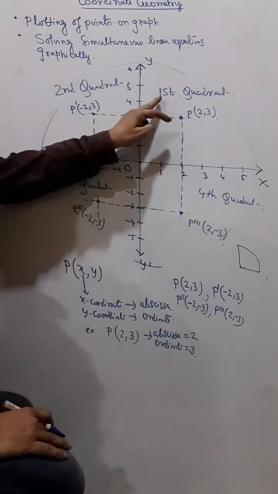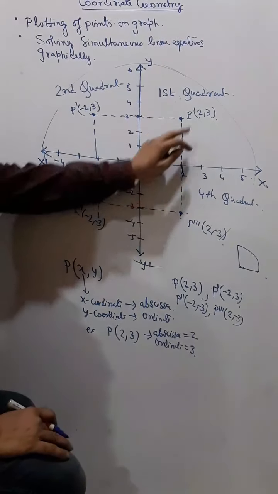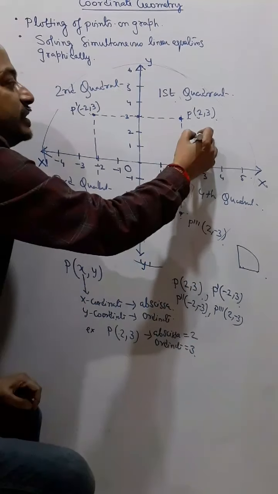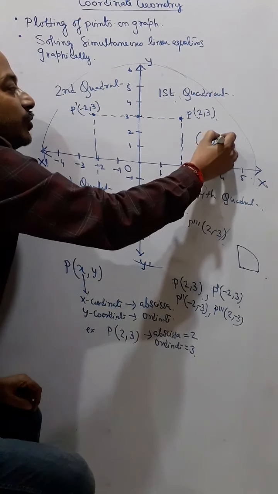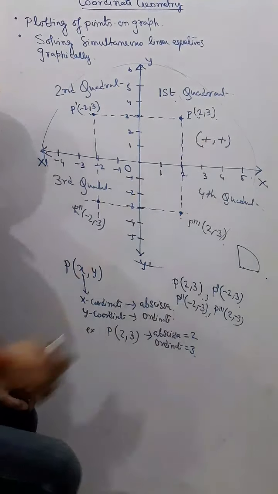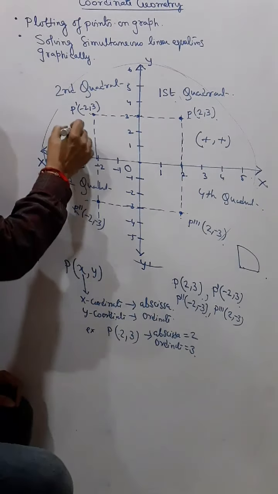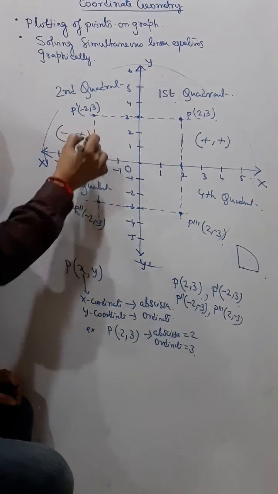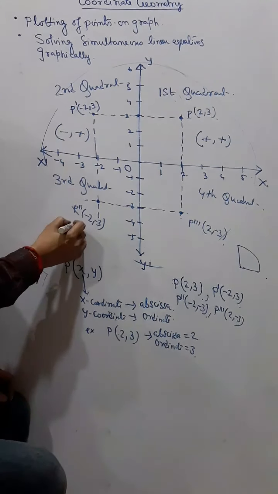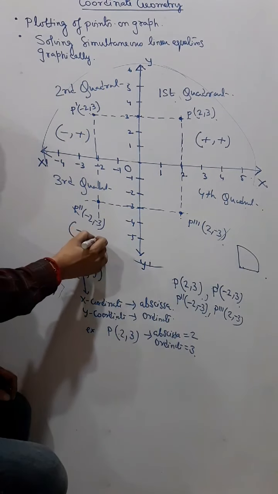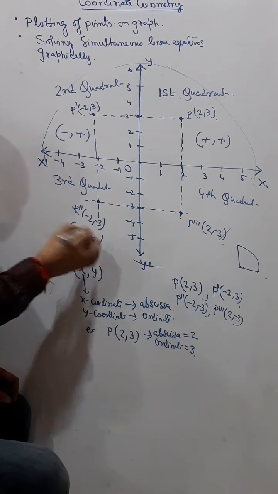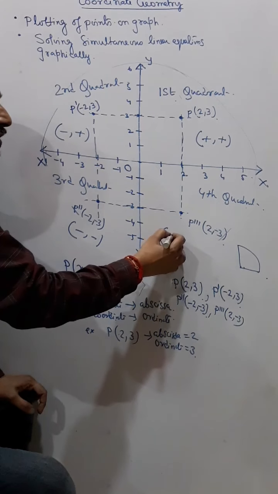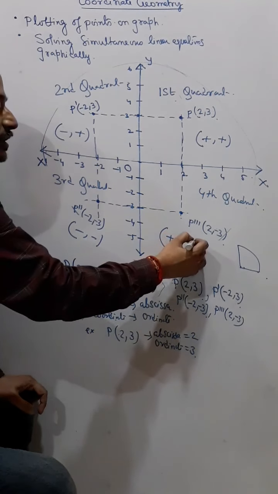Now if a coordinate has both values positive, it will always lie in the first quadrant. That means in this part both the values will be positive. In the second quadrant, the first value will be negative and the second value will be positive. In the third quadrant, you have both values negative. In the fourth quadrant, the first value is positive and the second value is negative.